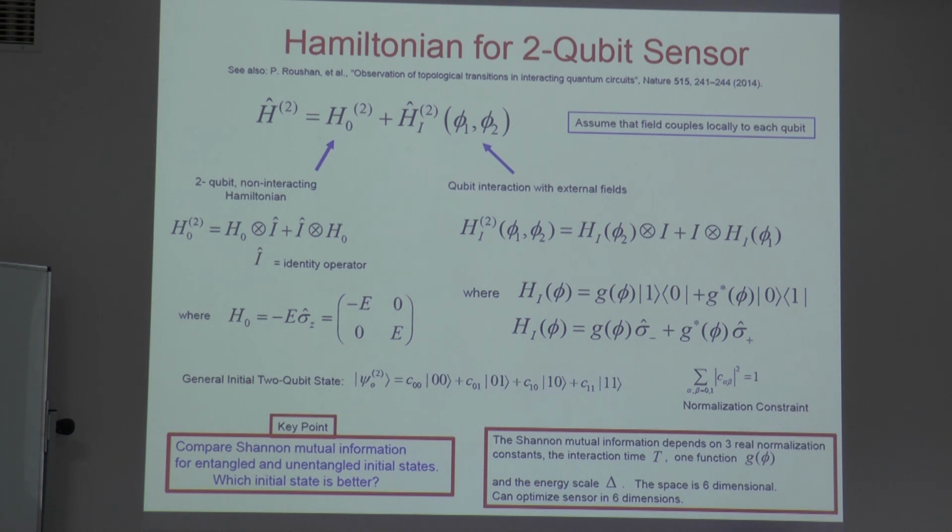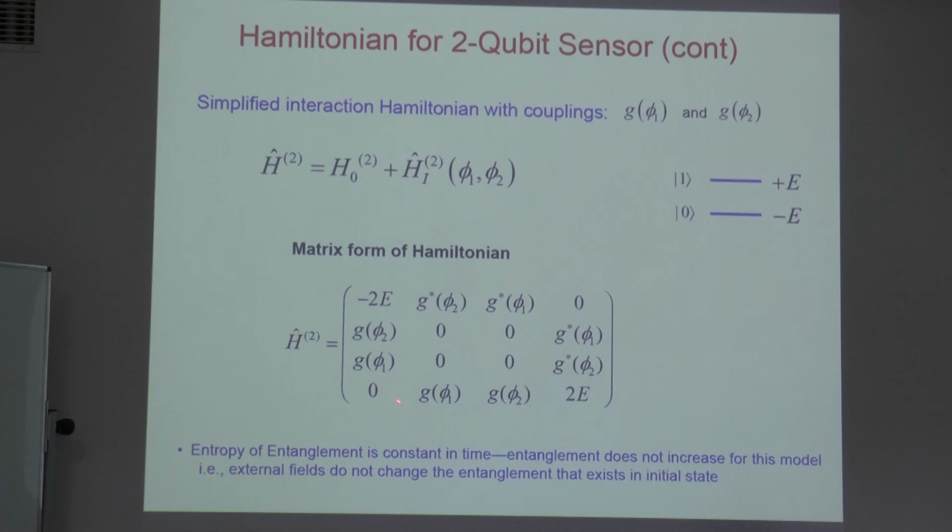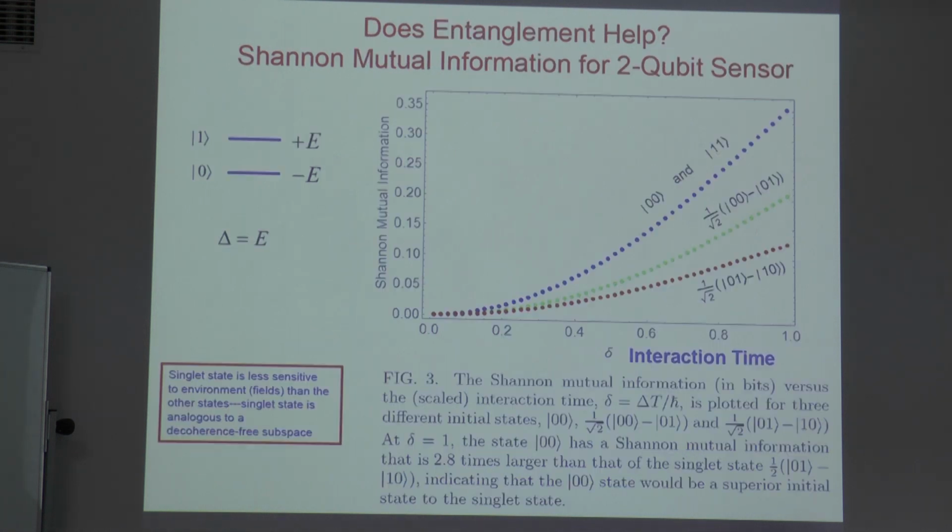And so here's the answer. Here's the 4x4 Hamiltonian for the two qubit sensor, just written in matrix form. One thing is you can calculate the entropy of entanglement, and it's constant in time. So if I start out in an initial state of these two qubits, and it evolves as it interacts with the field, entanglement will never increase or decrease. It's constant. And because it's such a simple model, this is a classical field with no quantum degrees of freedom. Okay, but here are the results. Does entanglement help you in the case of a two qubit sensor?